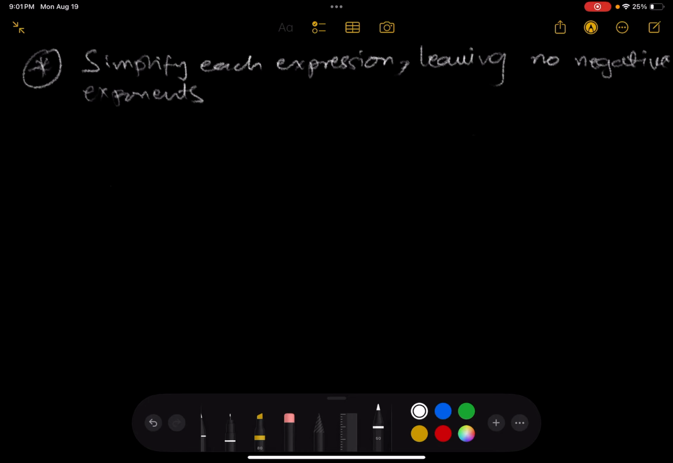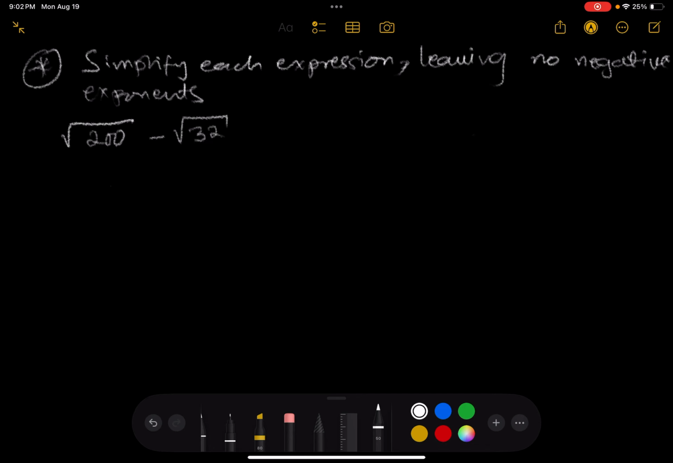So in this video, I want to walk through with you simplifying expressions without leaving negative exponents. This particular one says simplify each expression below leaving no negative exponents, and I want us to walk through it. So our first problem really is the square root of 200 minus the square root of 32.